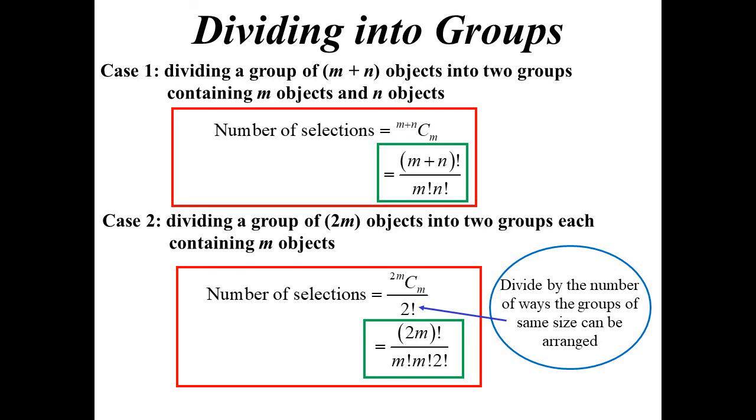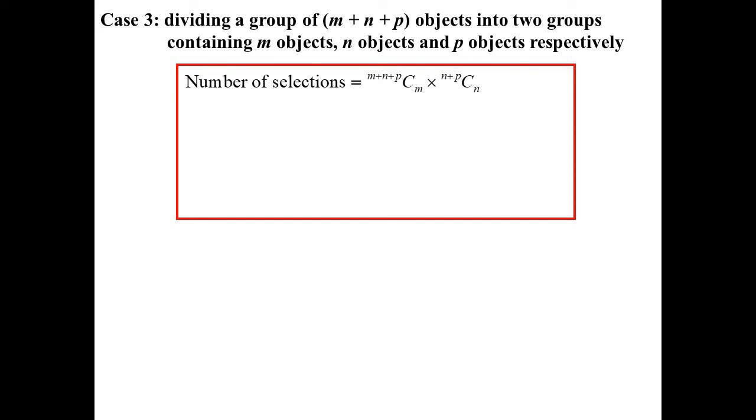Let's take it a step further. I now have m plus n plus p objects. I'm going to divide them into, it says 2 groups, but it should be 3, shouldn't it? Into 3 groups of m objects, n objects, and p objects. What would this be? First of all, I would choose my group of m objects. So that would be (m+n+p) C m. That would leave me with n plus p objects. So now from those n plus p, I'm going to choose n objects to become the second group, and then that automatically leaves me the p objects for the third group.